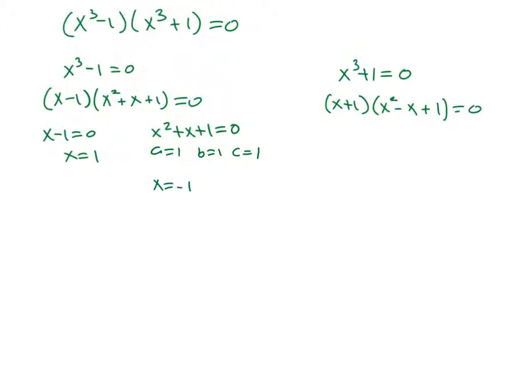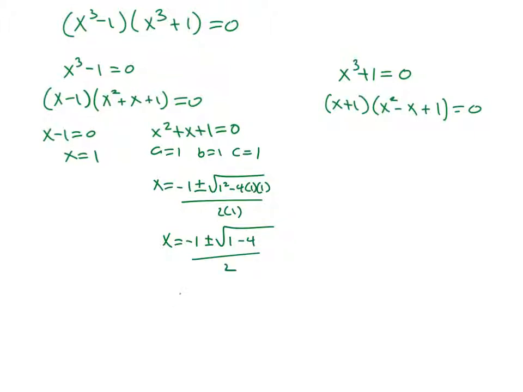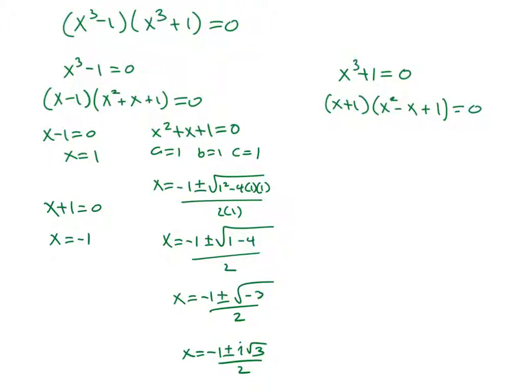So x equals the opposite of b plus or minus the square root of b squared minus 4 times a times c, divided by 2 times a. So x equals -1 plus or minus the square root of 1 minus 4, divided by 2. So x equals -1 plus or minus the square root of -3, divided by 2. So x equals -1 plus or minus i square root of 3, divided by 2. Now here I have x plus 1 equals 0. Let me write it over here so I can have more space. So x equals -1. And so I have 1 zero here, 1 zero here. I have 2 zeros here.